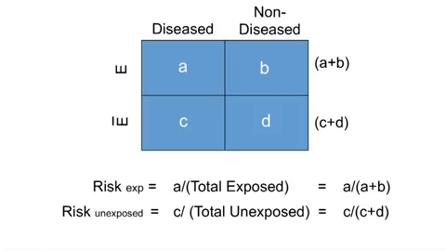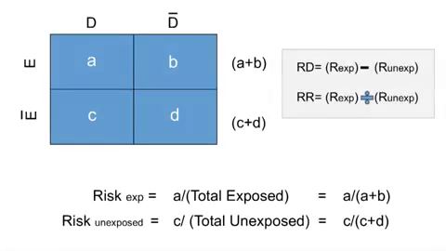We can simplify the table by using E for exposed and E with a line above it for non-exposed, and D for diseased and D with a line above it for non-diseased. Now, applying our risk difference and risk ratio formulas, the risk difference is A divided by A plus B minus C divided by C plus D. And the risk ratio is A divided by A plus B divided by C divided by C plus D.